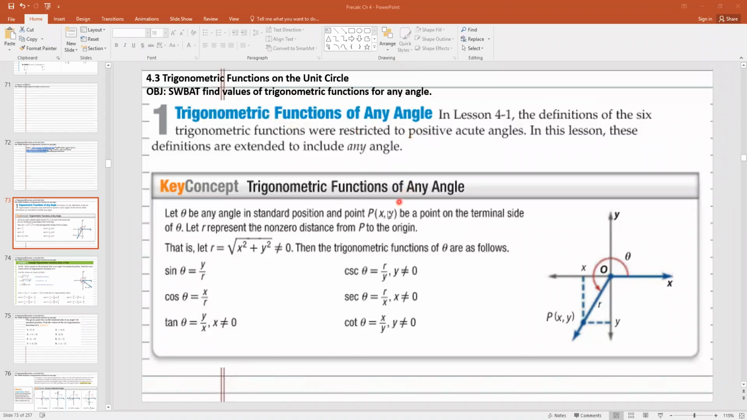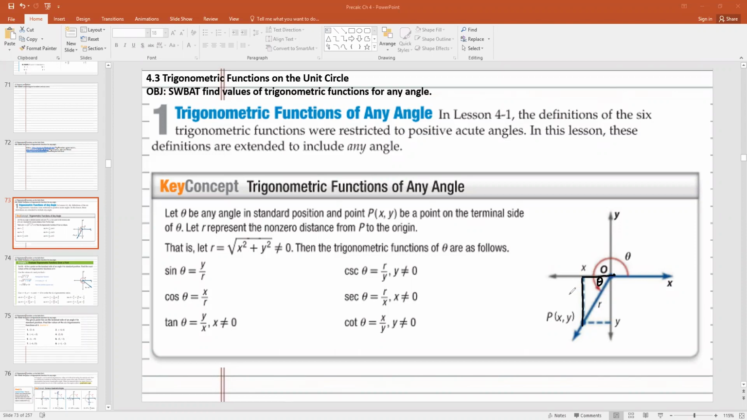Here we have trigonometric functions of any angle. Here we're using an angle whose vertex is on the origin, so it's in standard position. Then we're going to be using these formulas. Sine theta equals y over r. How did you get y over r? The reason is because theta is right there.